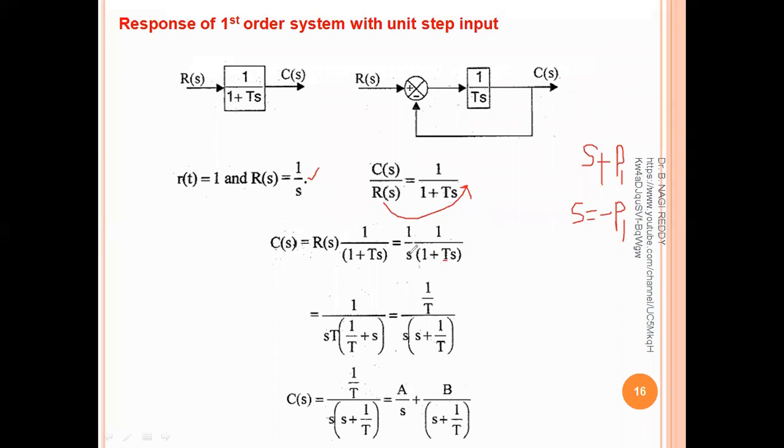Already we have s outside. So if we take t as common, then we will get s into t on the outside, and on the inside we will have 1 by t plus s. Now it belongs to our format. Now you can see this t is a constant, so that's why I took it into the numerator. So s into s plus 1 by t. This is our final C of s.